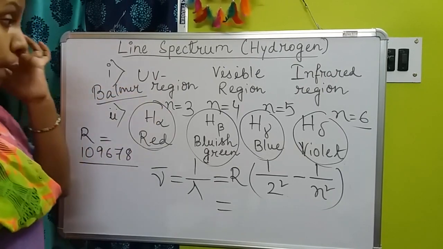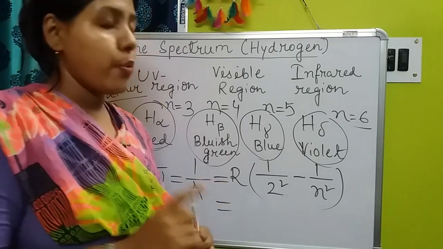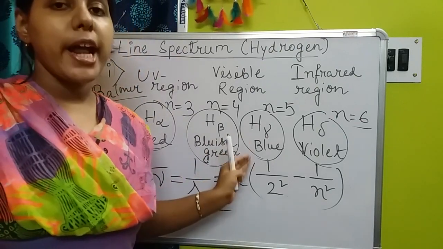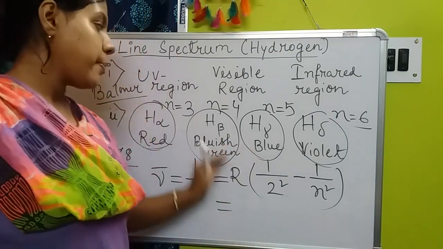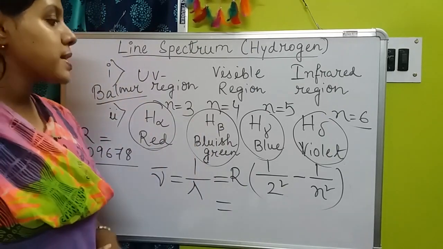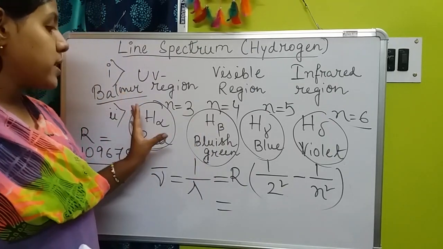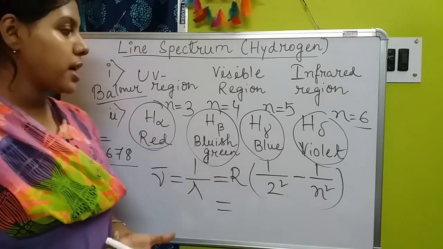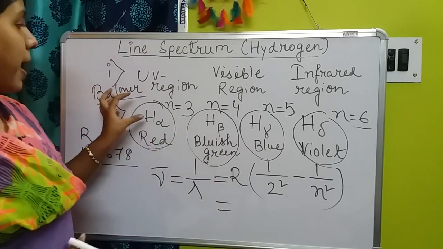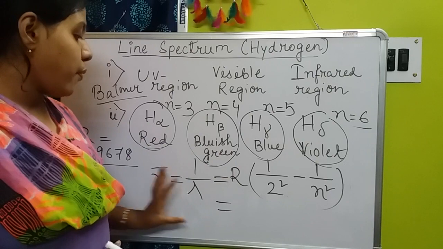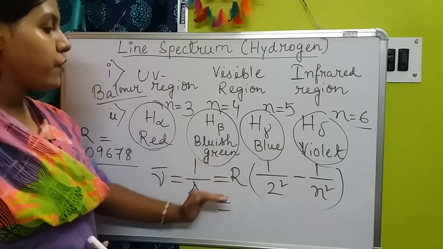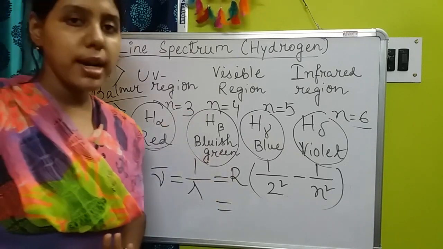The wavelengths of the light that was observed in the visible region. Balmer just gave the wavelength relation, this relation, for these visible region lights.